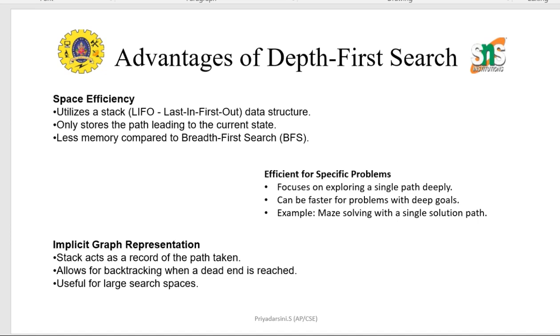DFS characteristics: DFS requires less memory compared to algorithms like BFS because it only stores a single path from the root to the current node, and it can get stuck in an infinite loop. In a cyclic graph, DFS can get stuck in infinite loops unless cycle checking is implemented.